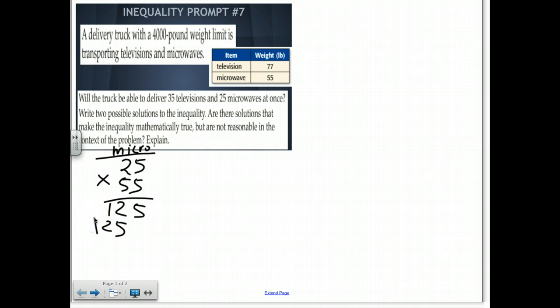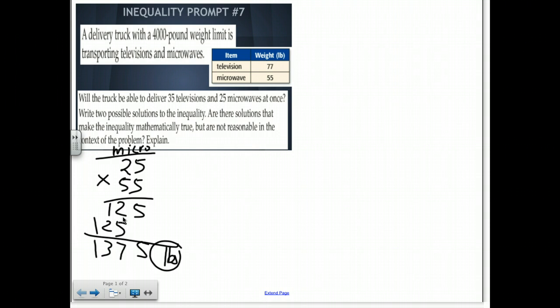Do we all agree? This is how we do the math, right? Notice I'm trying to teach you to do the math as well. We add that, it's 5, 7, 3, 1. So basically it's 1,375 pounds. So this is the weight for 25 microwaves. Agree? We all know how to do this, I hope. This is just simple math.